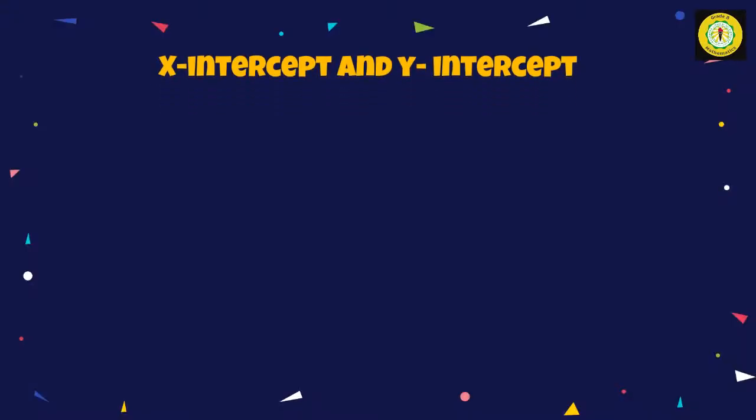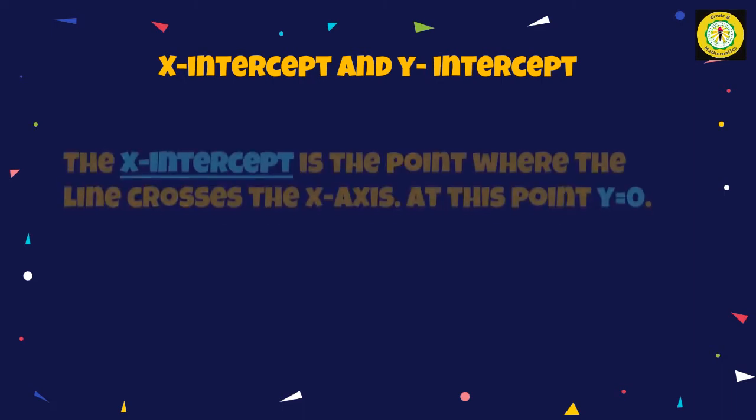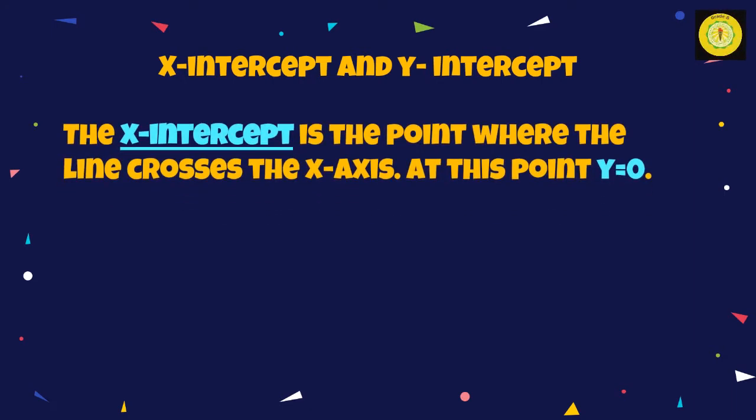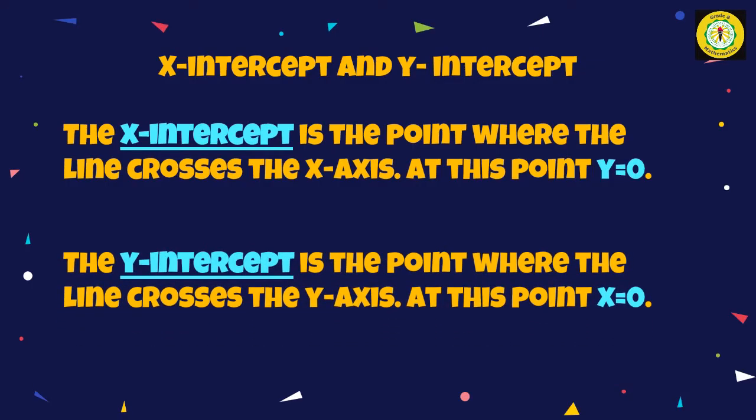X-intercept and y-intercept. The x-intercept is the point where the line crosses the x-axis. At this point, y is equal to 0. Next, the y-intercept is the point where the line crosses the y-axis. At this point, x is equal to 0.